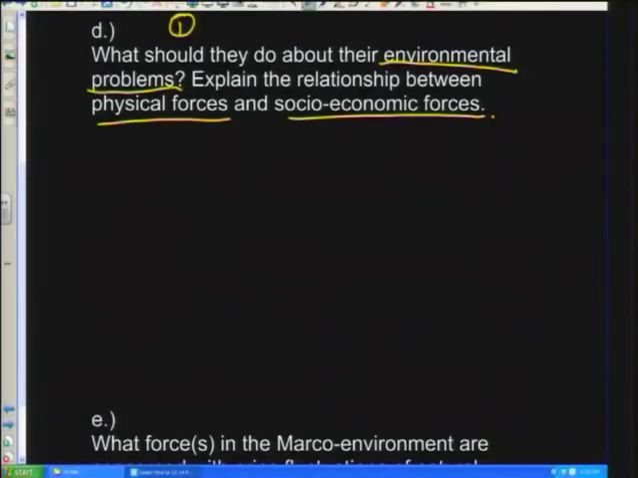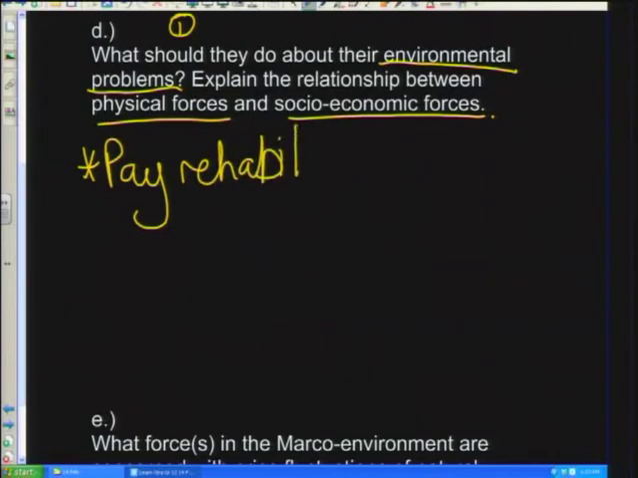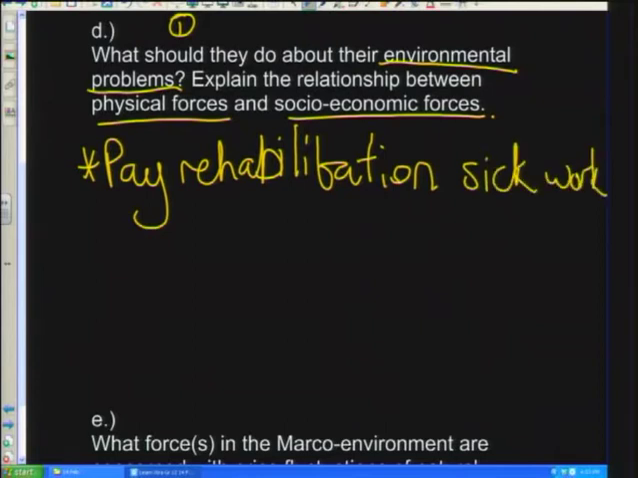So the first part of this question, so they have to, by law, pay for rehabilitation. So pay for rehabilitation of their sick workers. So let's add in there, sick workers. Next, they also need to install proper filters. So install proper filters.